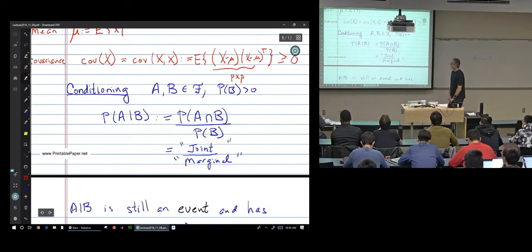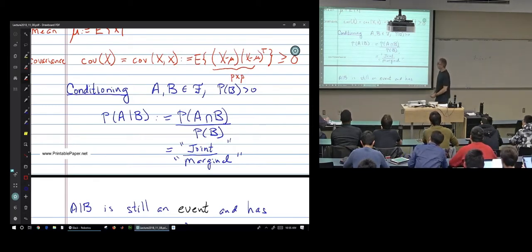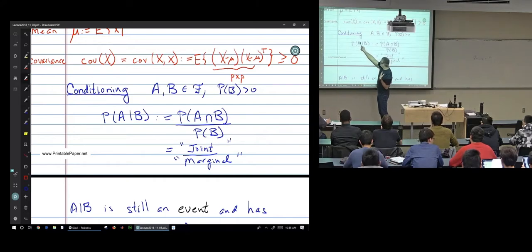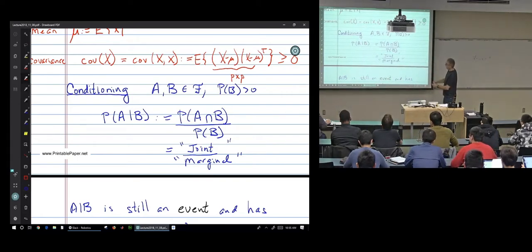Conditioning. This is what you do when you have measurements related to another quantity. A is some event you care about. For us, it's going to be some state that we care about. And B is the information coming from a measurement of A. So in probability, the conditional probability is defined by the probability of A intersected with B over the probability of B, which I want you to mentally think about as the joint probability of A and B divided by the marginal. Okay, those terms that we introduced for vectors, joint over marginal.